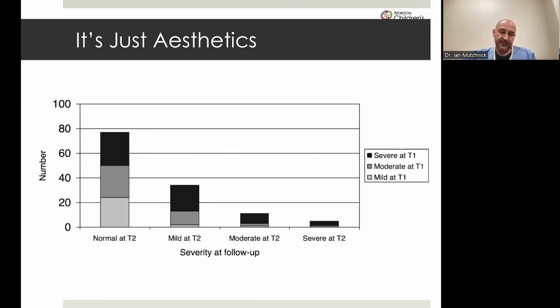Okay, so here is the breakdown. The black areas are kids who were severely plagiocephalic in infancy. The gray is moderate and the light gray is mild. Then here's the number of patients who were normal at time 2. So when they were followed up as older kids between 3 and 4 years, these kids were normal on the left. Then there's mild next to it, then there's moderate, and there's severe. So even most kids with severe positional plagiocephaly, even at time 1, became normal by time 2. A whole big chunk of them were just mild at T2. So really, this gets better without a helmet.